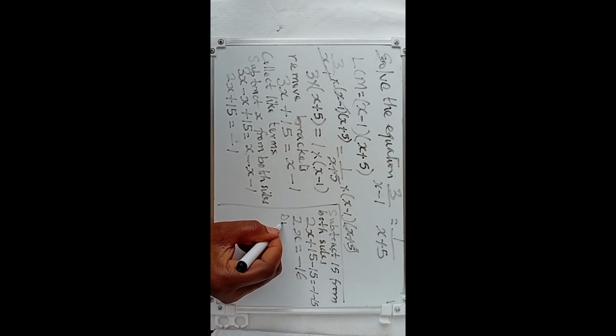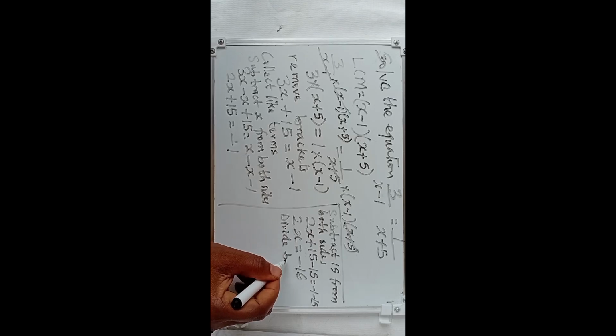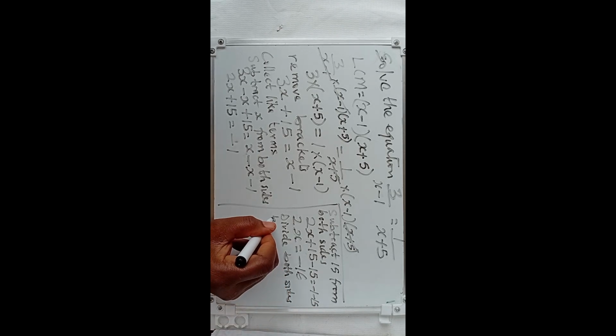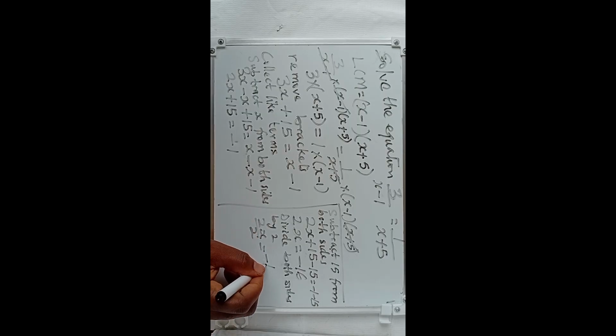Here we divide both sides by 2. We have 2x over 2 equals minus 16 over 2. 2 divides 2, x is equal to minus 8. Minus 8 is the value of our unknown that makes our equation true.